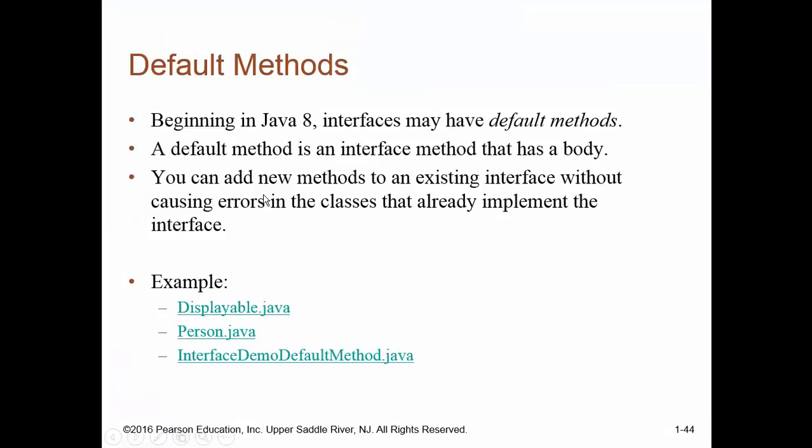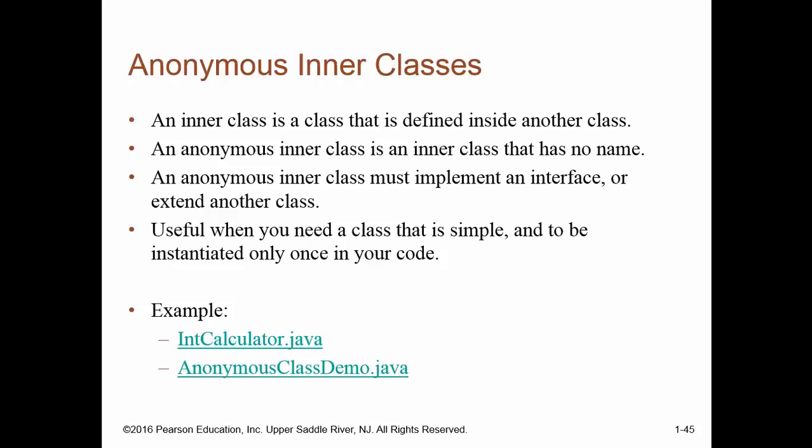Starting in Java 8, which is basically, I think, the version of Java that's being used right now, interfaces can include default methods. As they say, a default method is an interface that has a body to it. You can add new methods to an existing interface without causing errors in classes that have already implemented that interface. So interfaces are getting, for lack of better words, stronger.